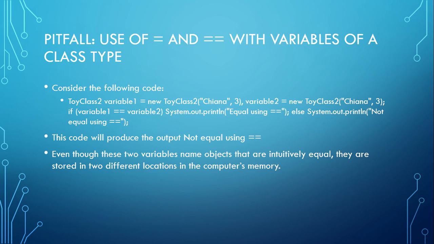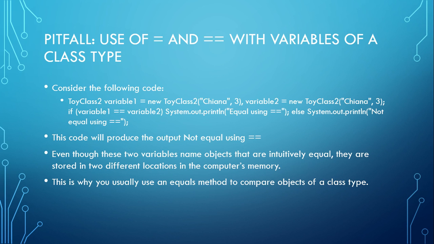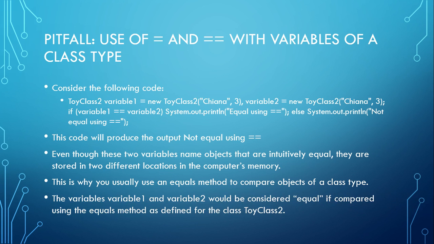Because remember, if we looked at how we talk about references, variable 1 is taking up so much space, variable 2 is taking up a different space. And this is the reason why we use an equals method when we compare objects of a class type. That's why, like with strings, we don't say a string equals another string; instead we have to do the dot equals. Because when we have a class, we have to compare not the memory value, but the actual value, and that's why we have to use the dot equals method.